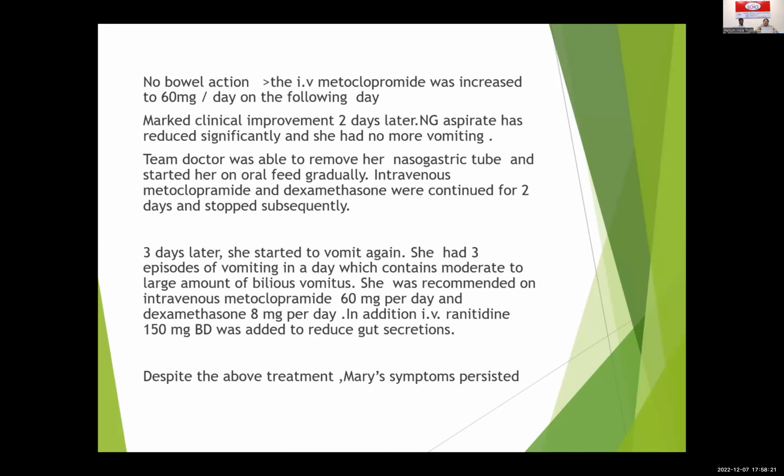I said you have to taper it down. You can't stop abruptly. When the patient is okay, you feel it is okay. When you stop it suddenly, the symptoms will come back. So here what happened was they stopped intravenous metoclopramide and dexamethasone. They continued it for 2 days and stopped abruptly. So what happened? Again, her symptoms came back and she had to suffer. Next slide.